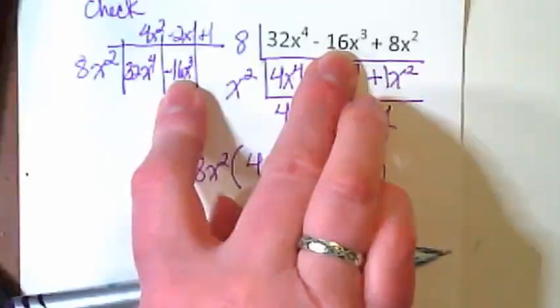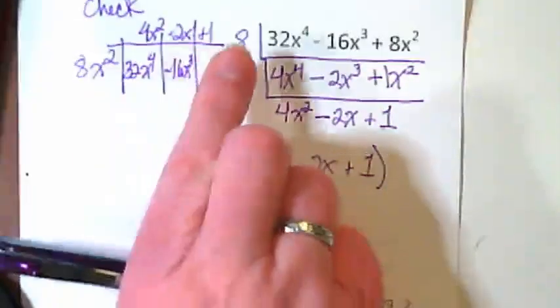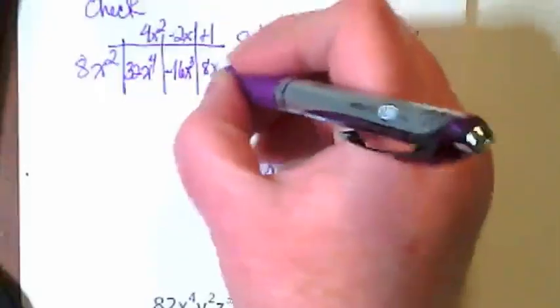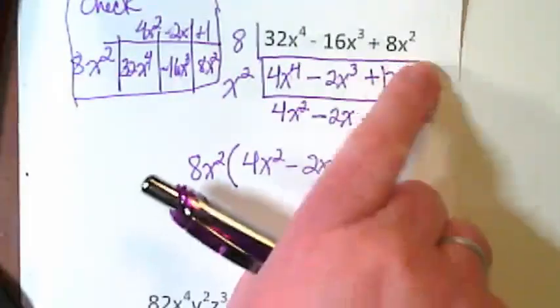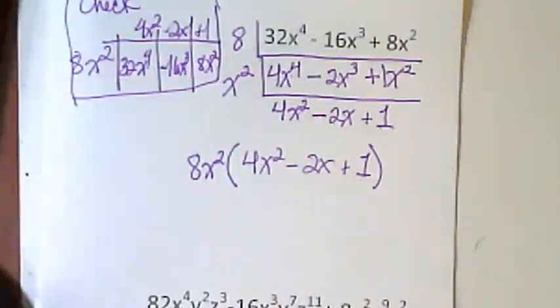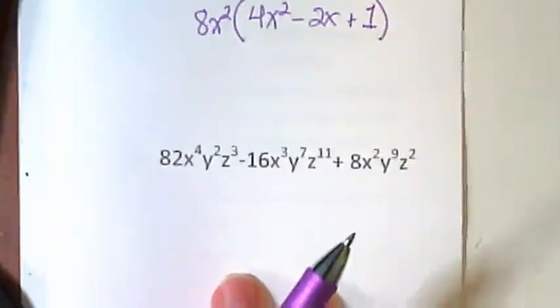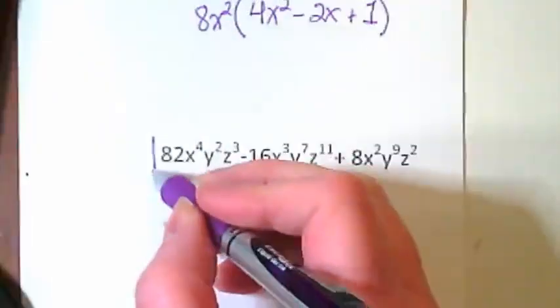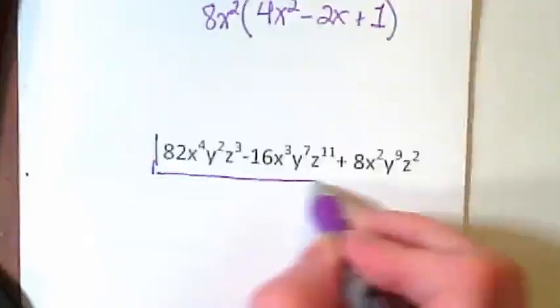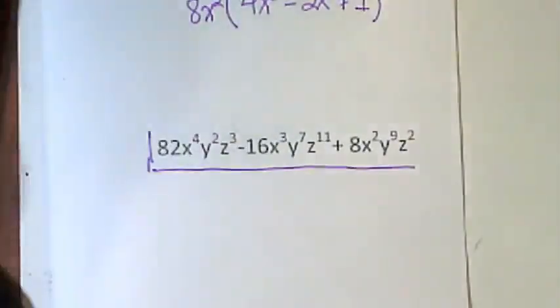Is this term the same as what we first started with? 8x squared times negative 2x gives us negative 16x to the third. Is this term the same as the middle term? And then 8x squared times 1 gives us 8x squared. So each of these terms, after we factored and multiplied, goes right back to being what this was at the beginning. And that's how we can check and make sure we haven't lost something in the process.